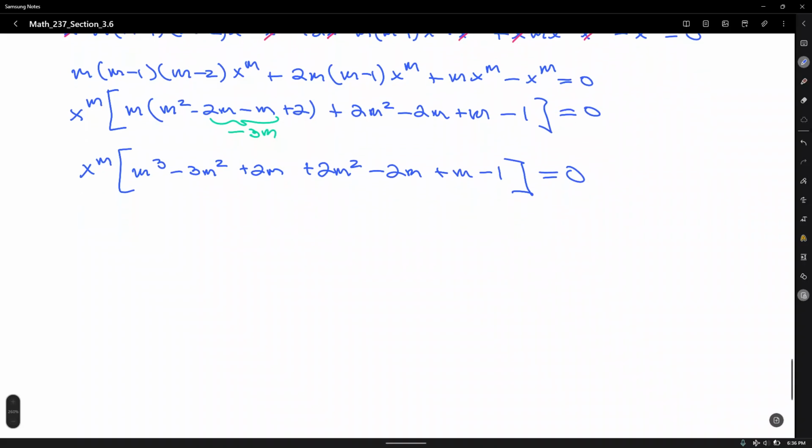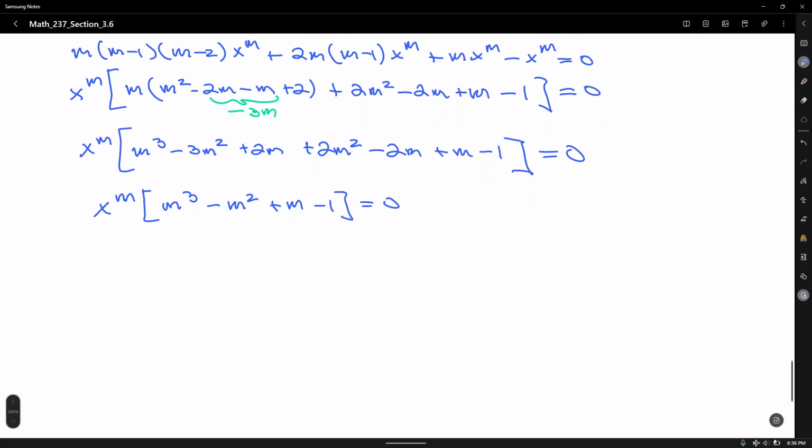Okay, so let's combine like terms right here. x to the m, and that's going to be m cubed. Then let's combine the quadratic terms: minus 3m squared plus 2m squared, that's minus m squared. The linear terms, 2m minus 2m, cancel out, surviving 1m right here, so plus m, and then minus 1, and let that be equal to 0.